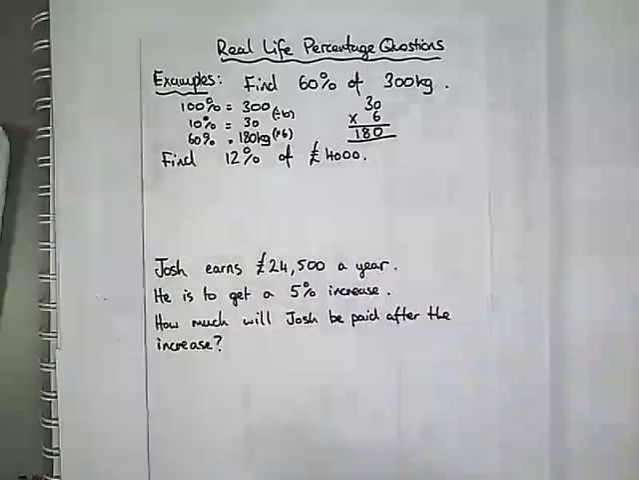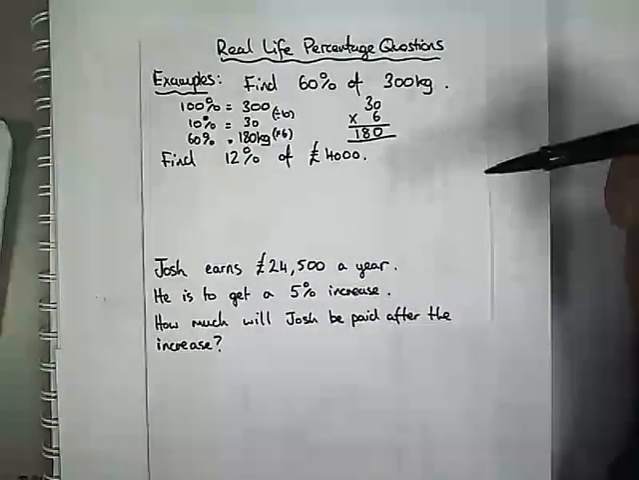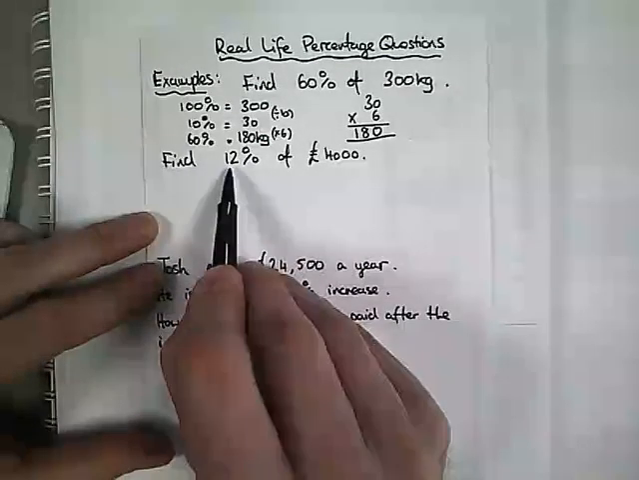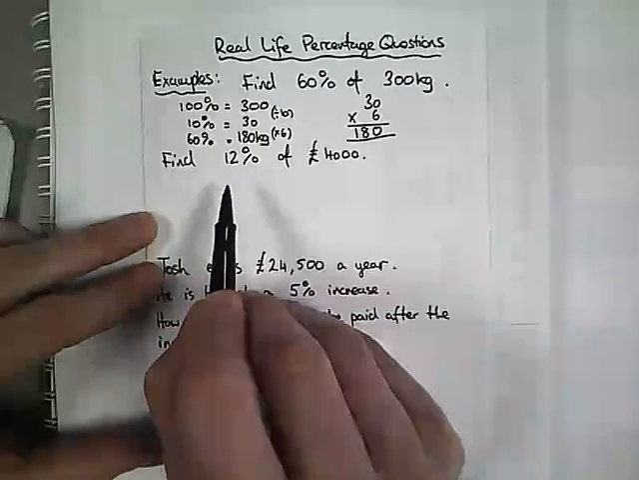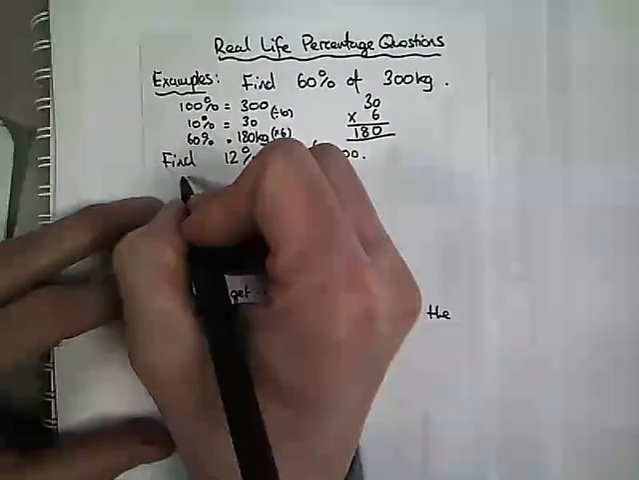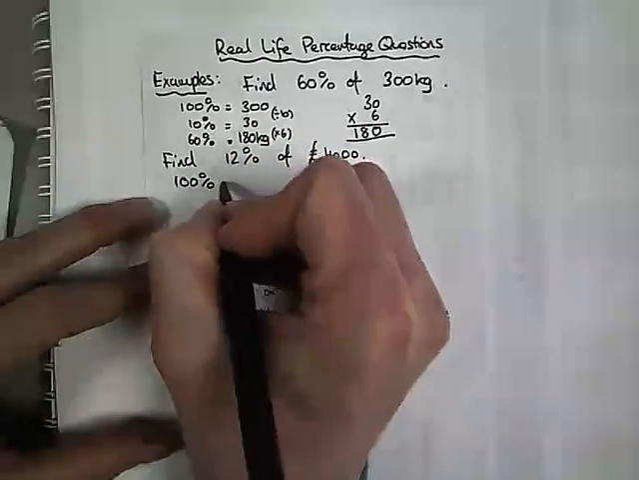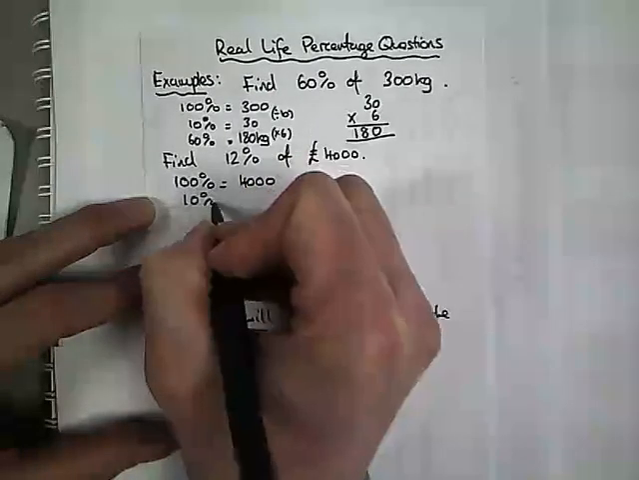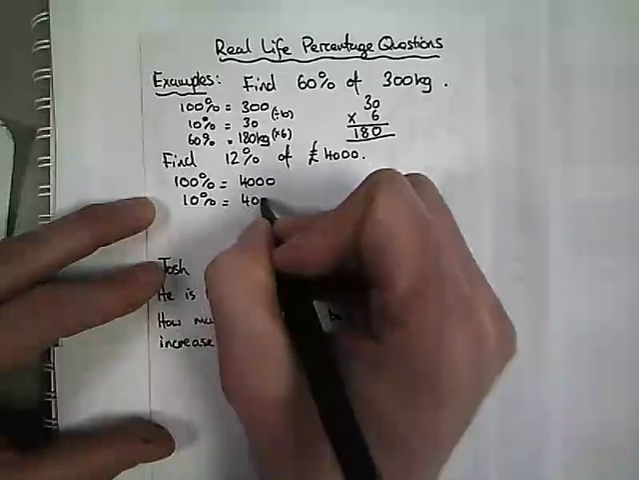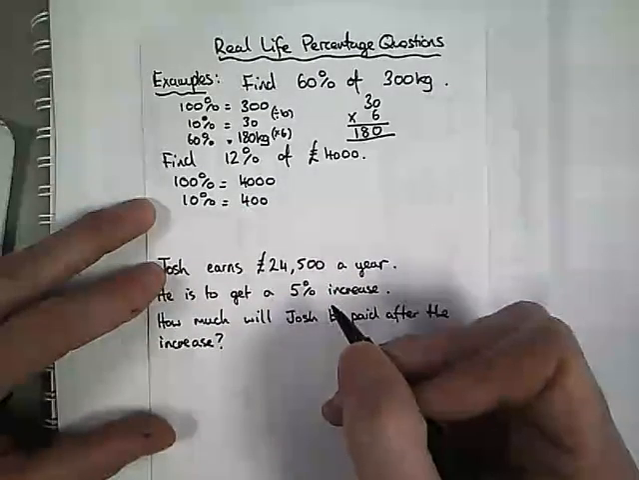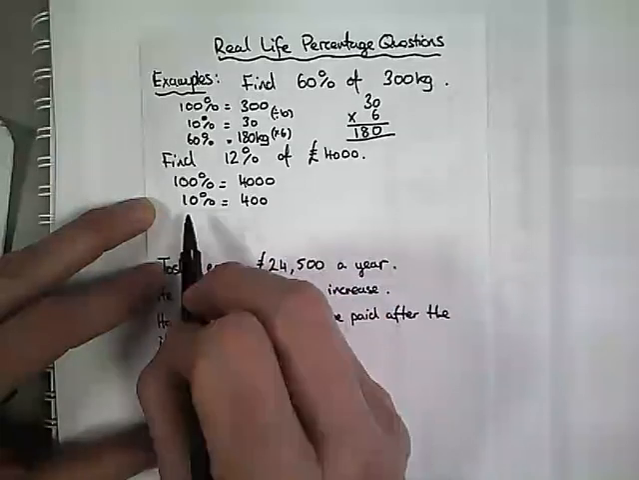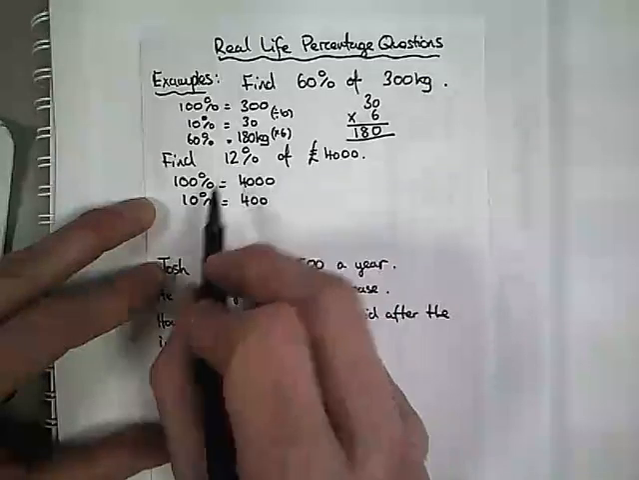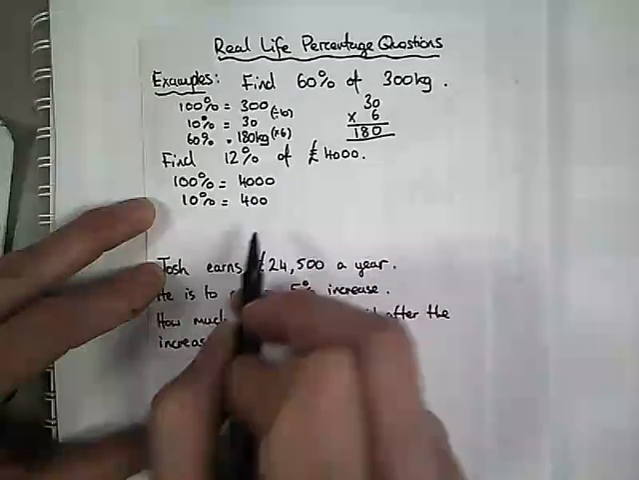The next question, find 12% of £4,000, is a bit trickier, but not that much trickier. To make 12%, I need 10% and 2%. So why don't I first try and make 10%? My 100% equals £4,000. So 10% is divided by 10, so that's £400. Divide 4,000 by 10 and I get 400. Now, if I were to work out 1%, I could double it to get my 2%. Then if I have 10% and 2%, I could add them together to make 12%.